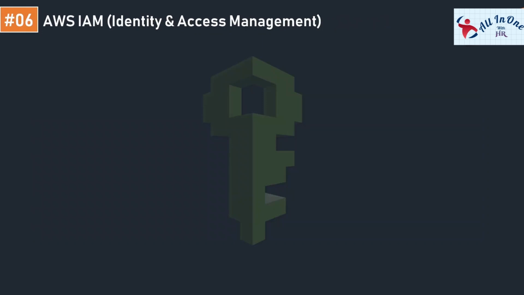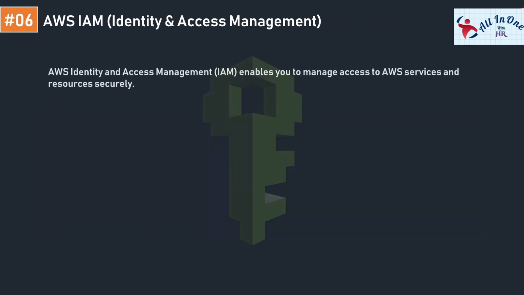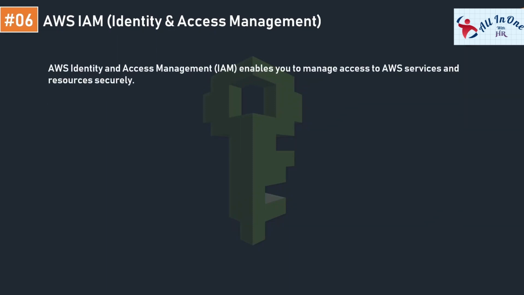So finally, we have reached AWS IAM, or Identity and Access Management. So what exactly is IAM? IAM, Identity and Access Management, enables you to manage access to AWS services and resources securely. There are a couple of things that we need to understand before jumping into IAM.